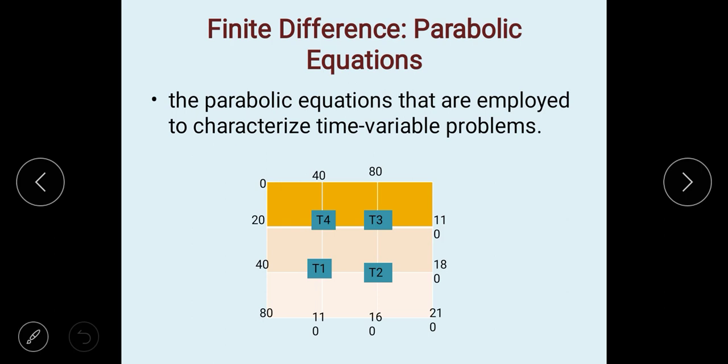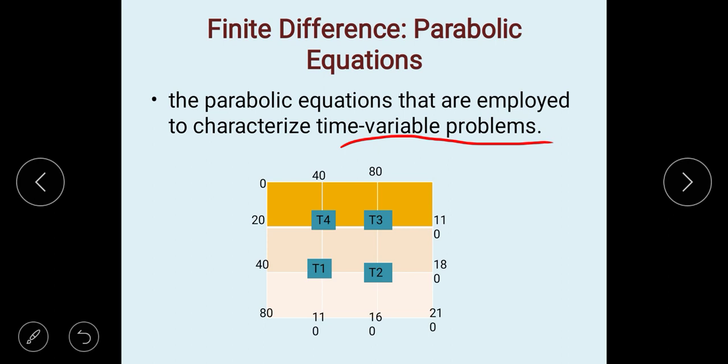In the next video, we are going to learn parabolic equations, because in Laplace equations we are not considering time. It means after 1 hour, after 2 hours, what is the temperature at these grid points? We are discussing parabolic equations, which are employed to characterize time variable problems, and that is very important. Suppose we are solving the same numerical, I want to find after 1 hour what is the temperature at T1, T2, T3, T4. Again, in the next 1 hour what is the temperature at all these locations? That can be solved by parabolic equations.